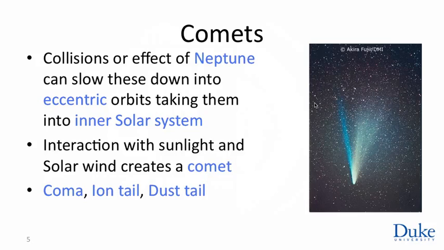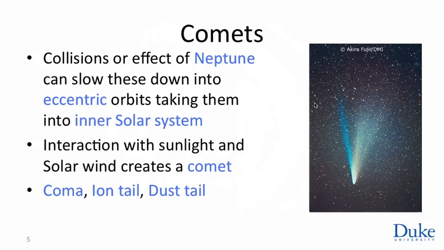So when a collision or the perturbation due to Neptune slows one of these trans-Neptunian objects down into an eccentric orbit, taking it into the inner solar system, then you have this ice ball, a dusty snowball is what they're called, with a radius of a few kilometers to 100 kilometers, say. And this now encounters the more intense solar radiation and the more intense solar wind in the interior of the solar system. And this is what creates a comet.